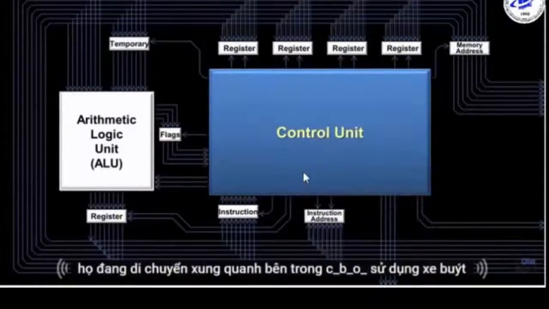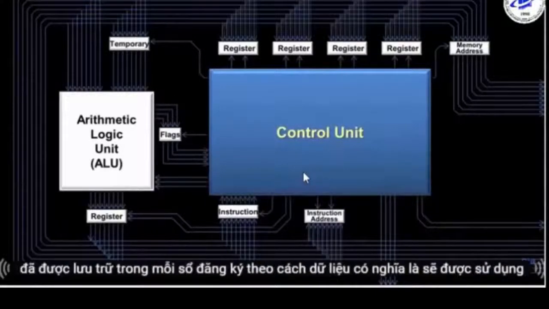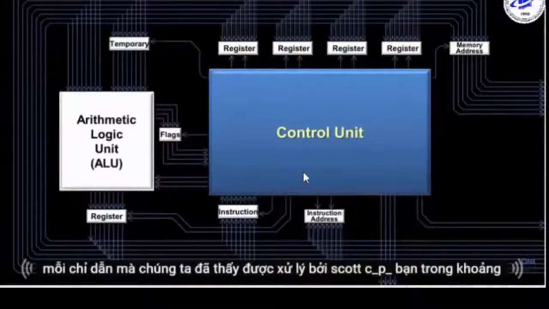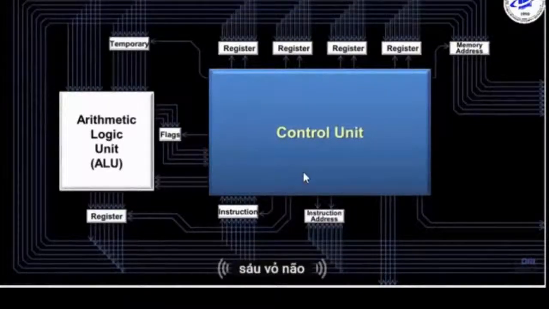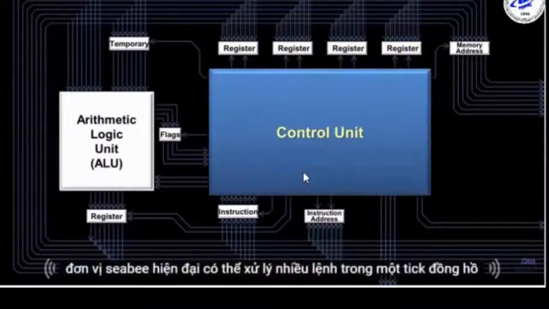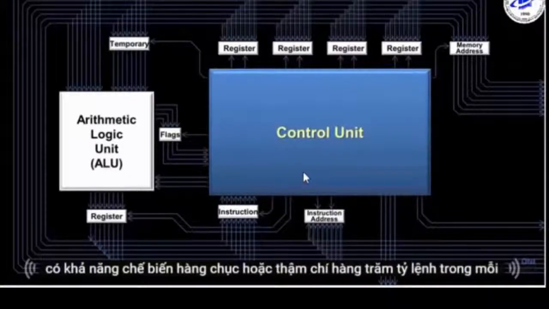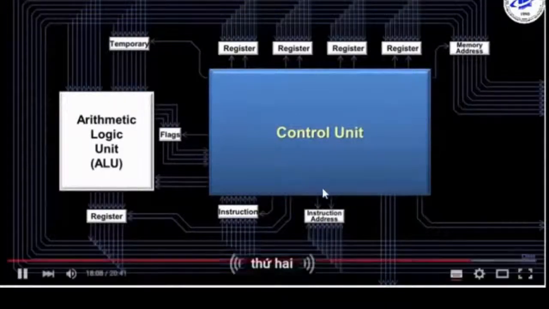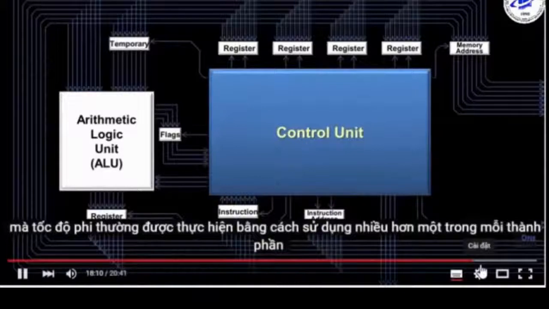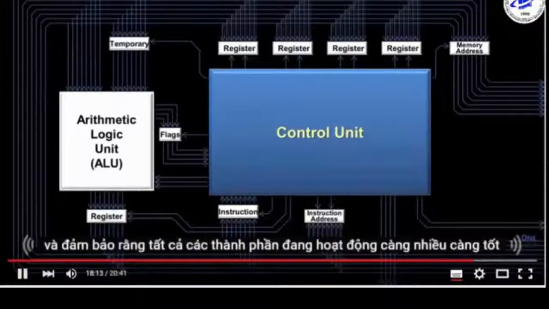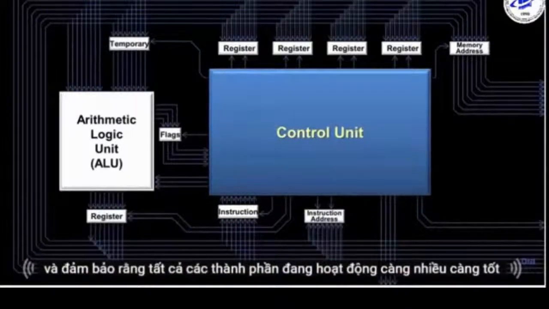Data moves around inside the CPU using the bus and is stored in each register according to how that data is going to be used. Each instruction that we have seen can be processed by the Scott CPU in about 6 clock ticks. Modern CPUs can process multiple instructions per clock tick, meaning that the computer you're using to watch this video is likely processing tens or even hundreds of billions of instructions per second. That phenomenal speed is accomplished by using more than one of each component and making sure that all the components are active as much as possible.